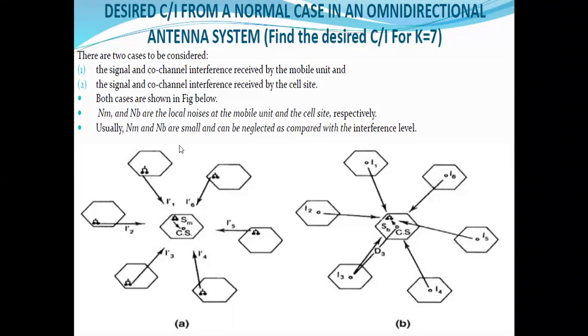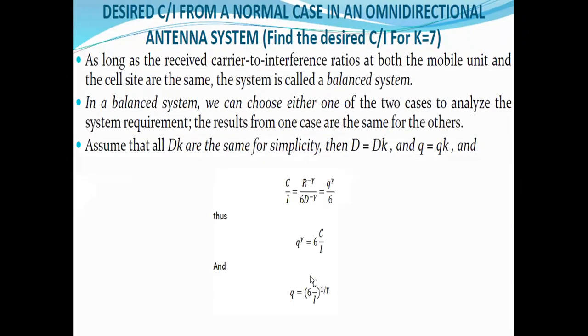So NM and NB are the local noises that will be generated locally at our mobile units and the cell sites respectively. NM is the local noise generated at the mobile unit, and NB is the local noise generated at the cell site. They are as small as possible, and can be neglected in comparison with the interference level. Next, in continuation, we have to find the value of k actually.